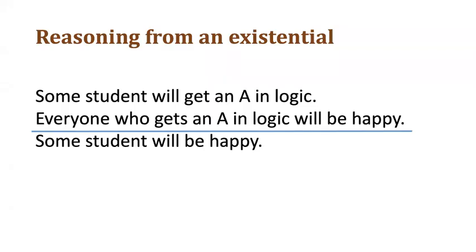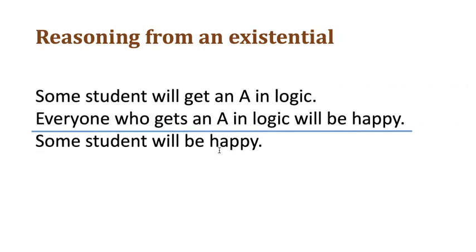Hi folks, in this video we continue our discussion of reasoning from quantifiers. You'll reason from quantifiers not just in formal proofs, but also in informal proofs in everyday life. And so if you have some quantified premises like this, and you have to prove that some student will be happy, how would you do so in an informal proof?